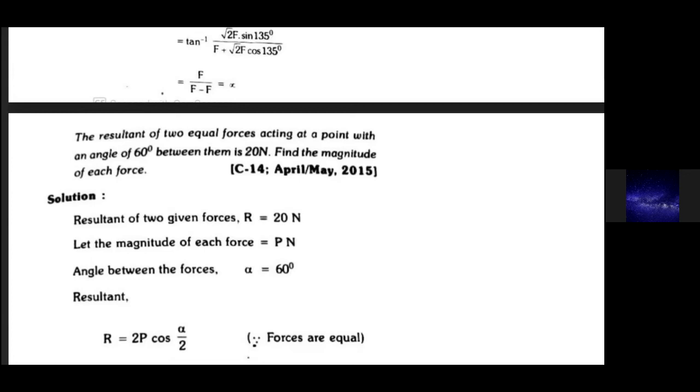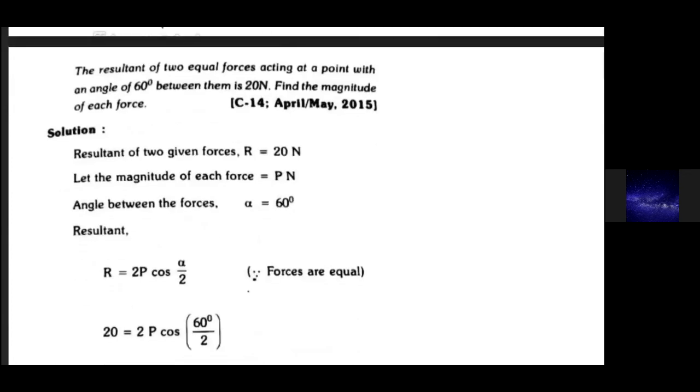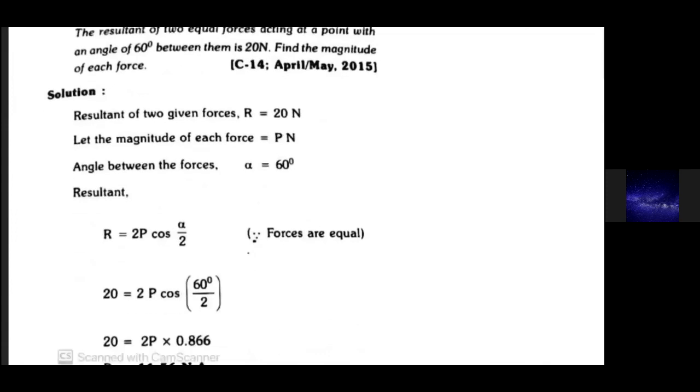Angle alpha equal to 60 degrees. And we know the general formula: when the resultant of two forces are equal in magnitude, we get R equal to 2P cos alpha by 2 when forces are equal. So R value is given, substitute the given values. So R is 20 equal to 2 into P cos 60 by 2.